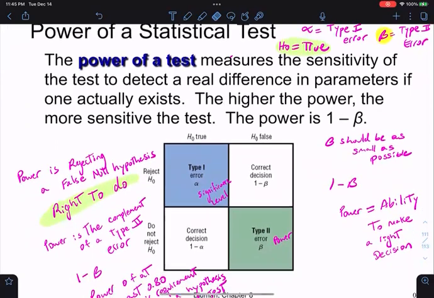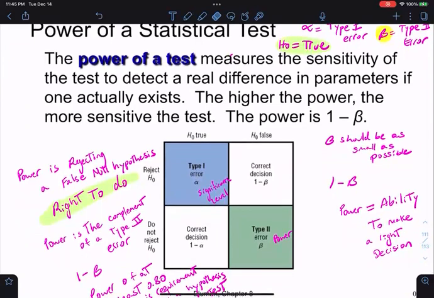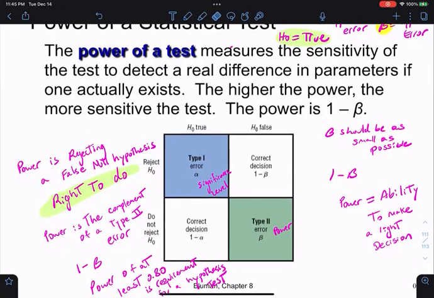So here I wrote some stuff. Power is rejecting a false null hypothesis, which is what you want. It's the complement of a type 2 error, because with a type 2 error, we fail to reject when the null is false. Sometimes we define power as 1 minus β, or basically 1 minus the type 2 error. We said before that β is the type 2 error, so 1 minus type 2 error gives you the power of the statistical test.